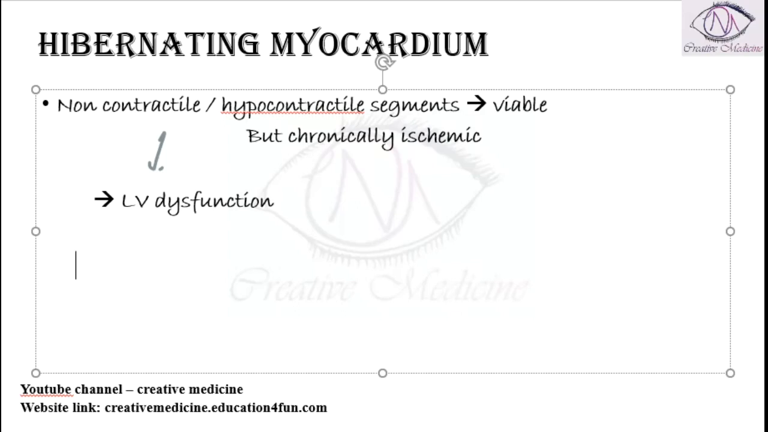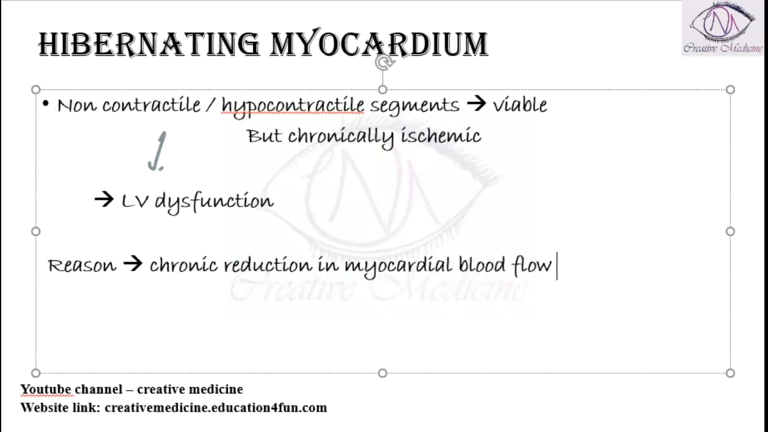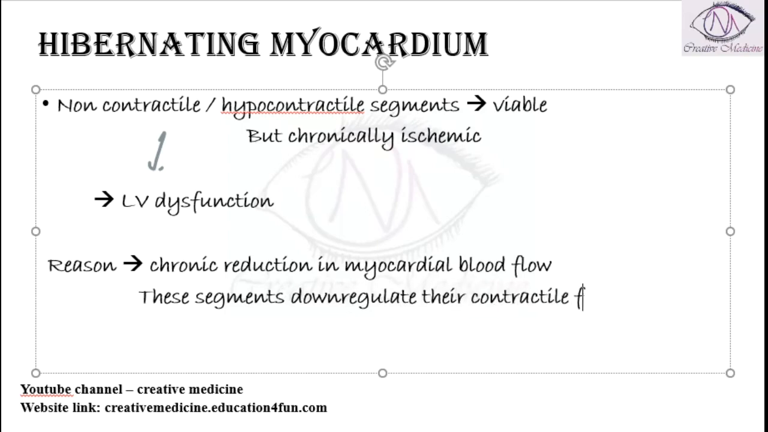Why does this occur? What is the reason for hibernating myocardium? This is because there is a chronic reduction in myocardial blood flow. Whenever there is chronic reduction in myocardial blood flow, these segments downregulate. These segments, by themselves, want to protect themselves from the ischemia. As a result, they downregulate their contractile function by themselves.